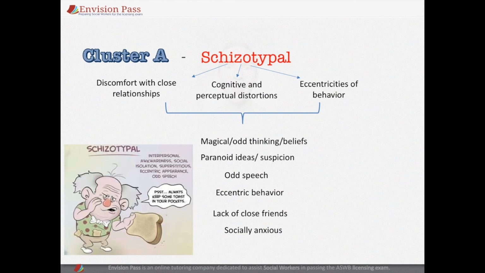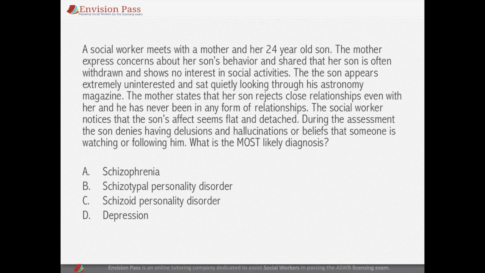Now let's review practice questions. A social worker meets with a mother and her 24-year-old son. The mother expressed concerns about her son's behavior and shared that her son is often withdrawn and shows no interest in social activities. The son appears extremely uninterested and sat quietly looking through his astronomy magazine. The mother states that her son rejects close relationships even with her, and he has never been in any form of relationships. The social worker notices that the son's affect seems flat and detached. During the assessment, the son denies having delusions and hallucinations or believing that someone is watching or following him. What is the most likely diagnosis?